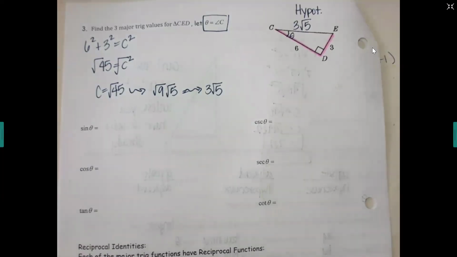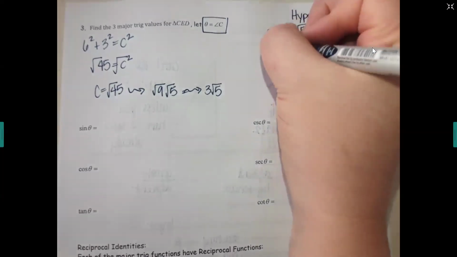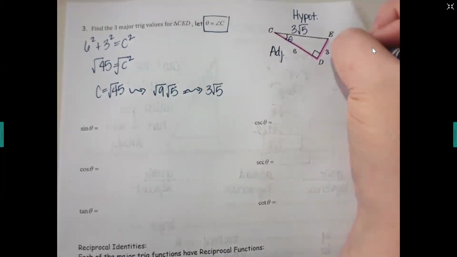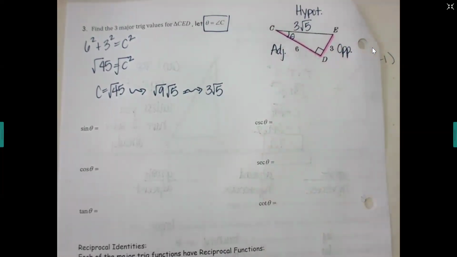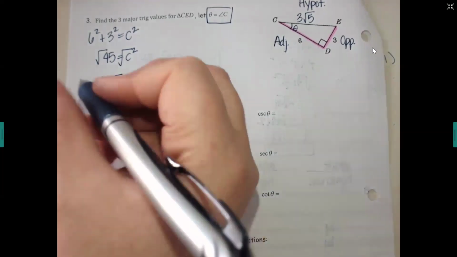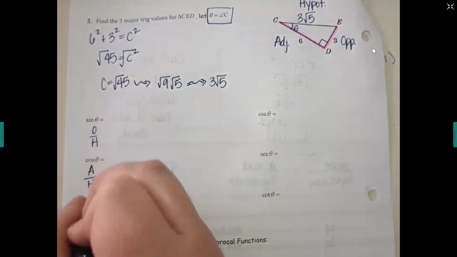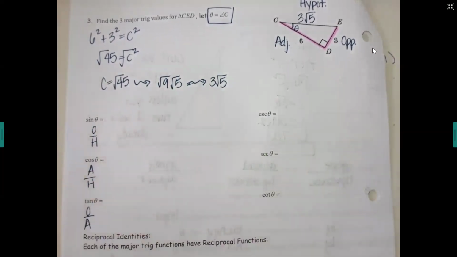Out of the 2 legs that are left, which one is adjacent or touching the theta? The 3 or the 6? Which one is adjacent? The 6, which means that the 3 is the opposite. Okay, then from there, your homework is going to ask you to find sine, cosine, and tangent. Remember, it's SOHCAHTOA. So sine is SOH, cosine is CAH, tangent is TOA.